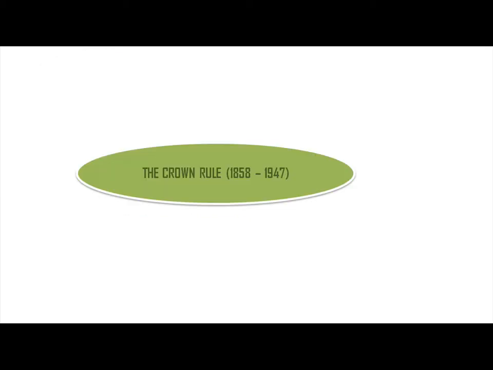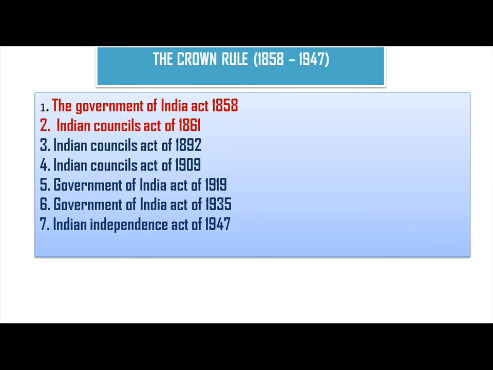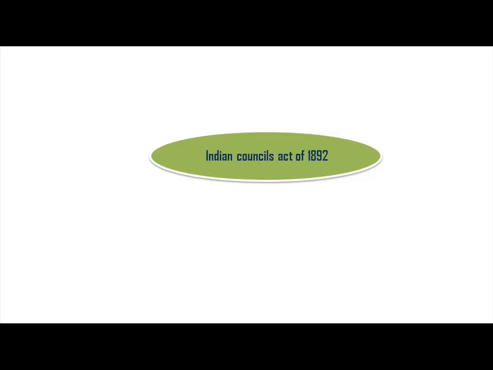Moving on, we are talking about the Crown's rule. These are the different acts present under the Crown's rule. As I said before, we have completed the Government of India Act of 1858 and the Indian Council Act of 1861. Now in this video, we will discuss two acts, the Indian Council Act of 1892 and the Indian Council Act of 1909.